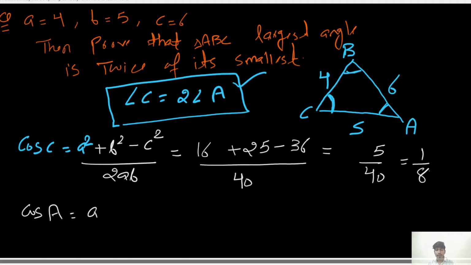Cos a is (b square plus c square minus a square) upon 2bc. What is the value of cos a? Cos a is b square plus c square minus a square upon 2bc. Okay, students. Then what is the value of b?